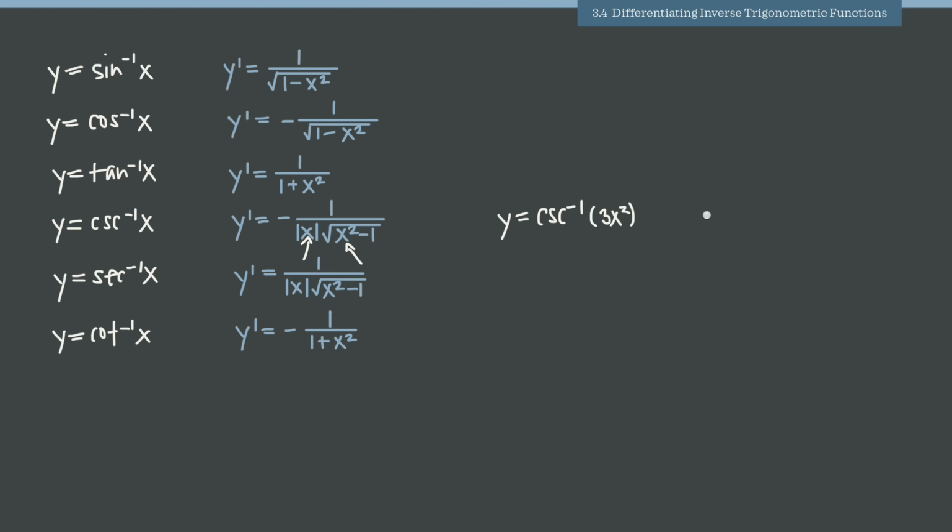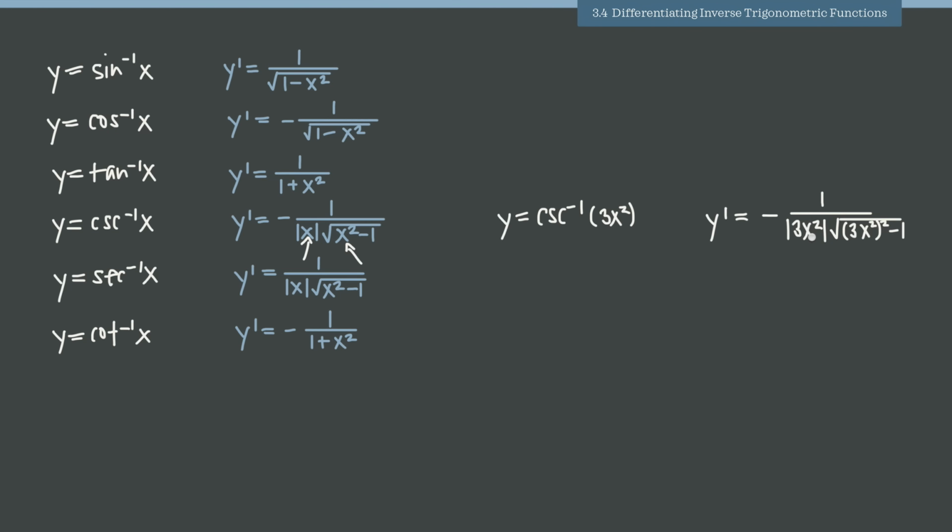So we know that the derivative here is going to be -1 divided by, and then instead of absolute value of x, absolute value of 3x squared. And then instead of square root of x squared minus 1, we're going to get square root of the quantity 3x squared, quantity squared, minus 1. And then we can simplify this expression for our derivative. So number 1, pick the correct x.